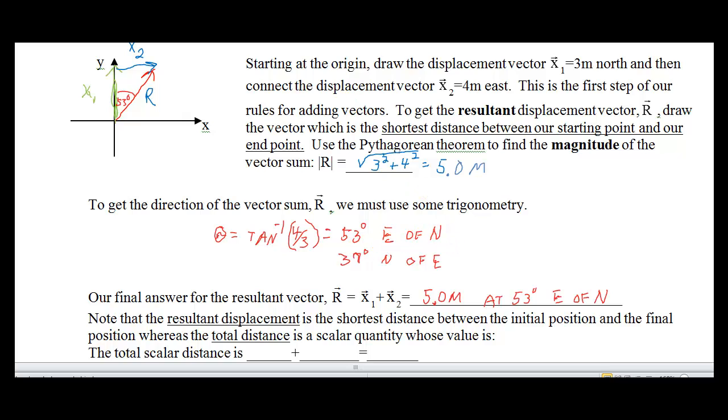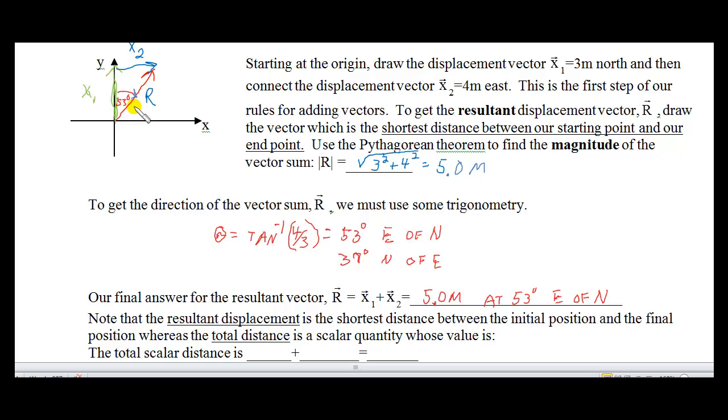Okay? It's east of north basically because we're talking about going north this way. That's our first vector. But to get on our resultant, we have to go toward the east to get on our vector right in here. So this is how we get that particular angle.